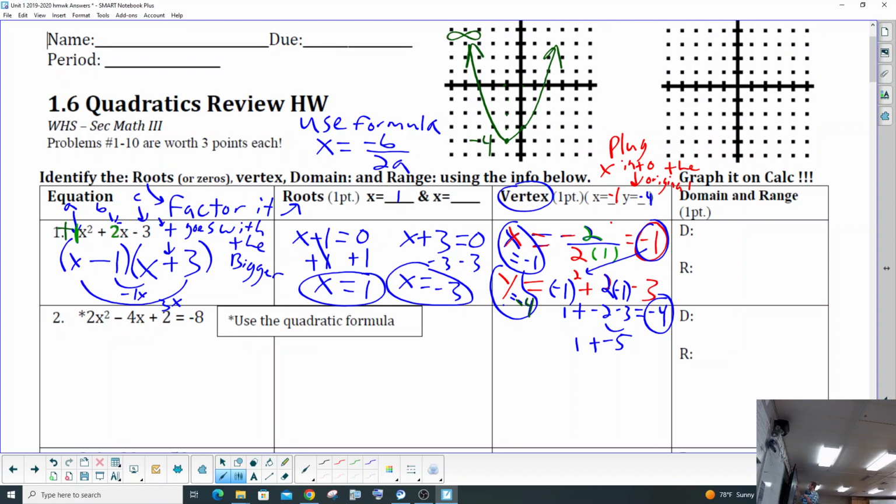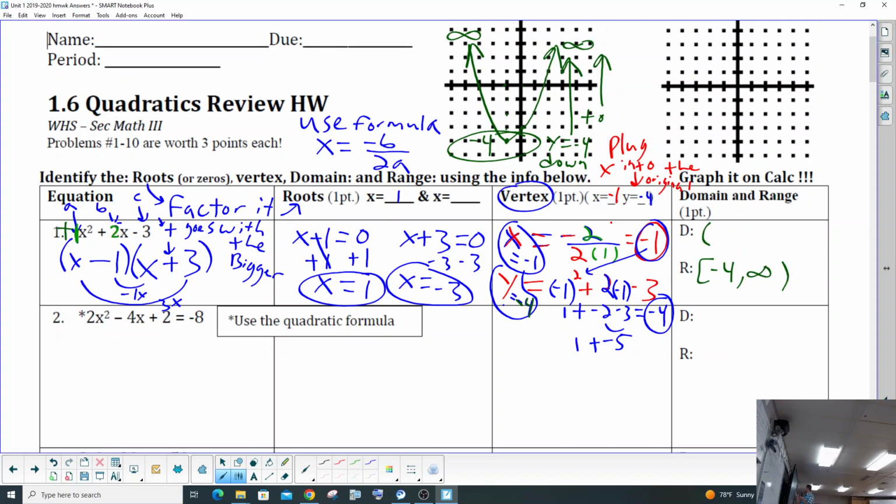And so the range is going to be that y value, right? Y equals negative 4. Remember, it goes down to up is the range. Down to up. So the range will be negative 4 to infinity, down to up.